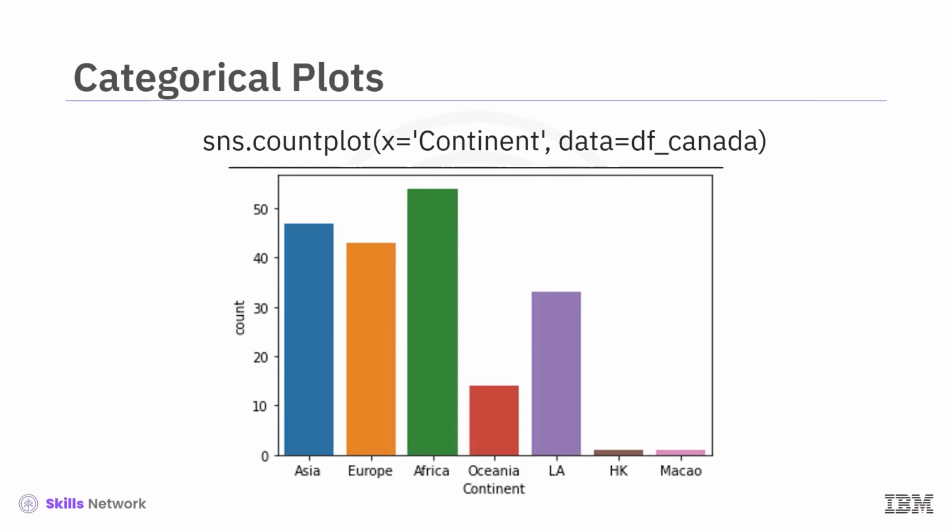The x parameter specifies the categorical variable to be plotted on the x-axis, the continent, and the data parameter sets the dataset to be used, DF_Canada. Though we haven't used all observations from the dataset, it's evident from the plot that most of the observations in the data are from Africa.